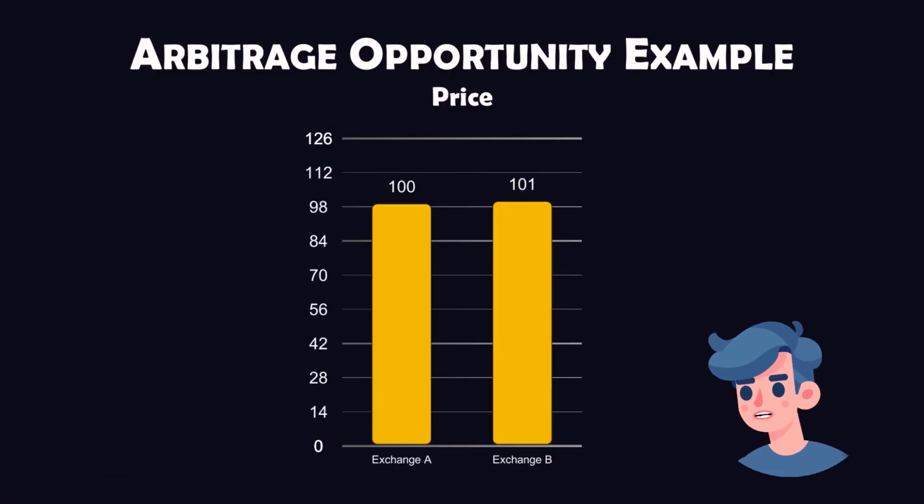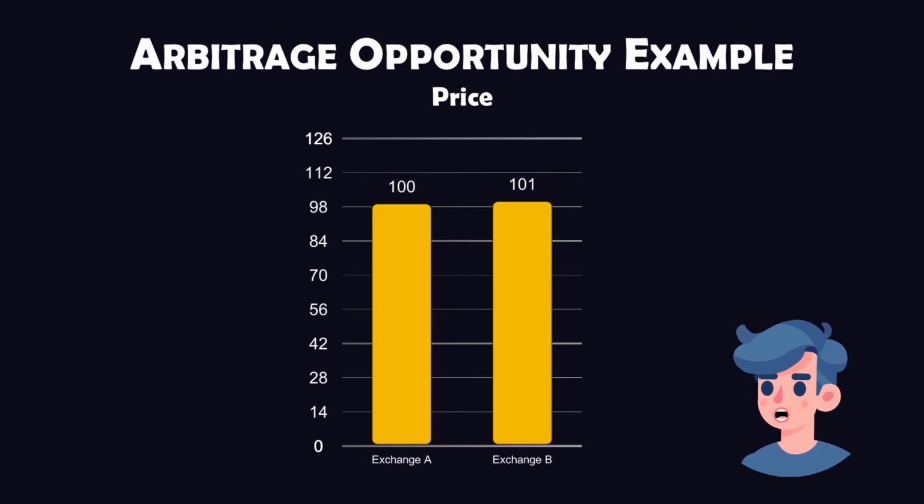Let me illustrate this with an example. A high-frequency trading firm identifies a brief pricing discrepancy between two exchanges, Exchange A and Exchange B. By quickly buying the underpriced asset on Exchange A and selling the overpriced one on Exchange B, the firm can secure a profit in a matter of milliseconds.